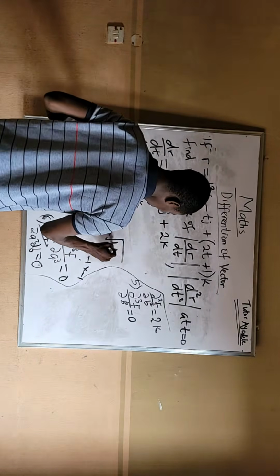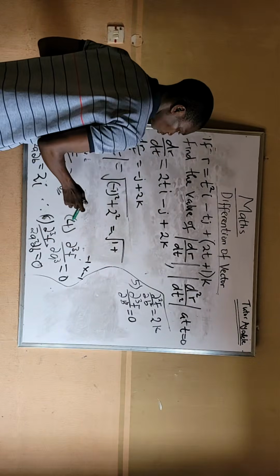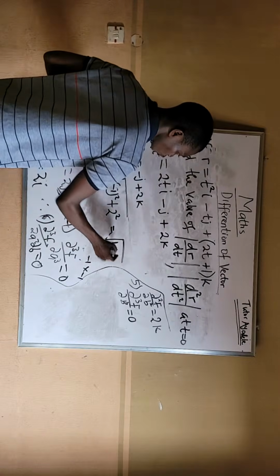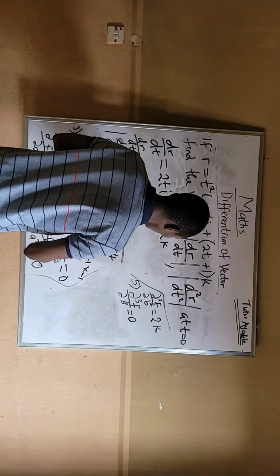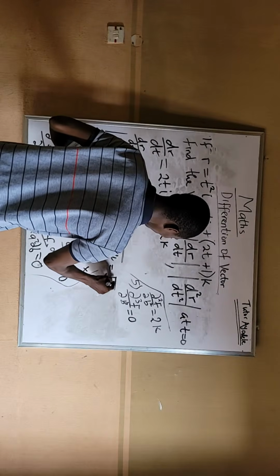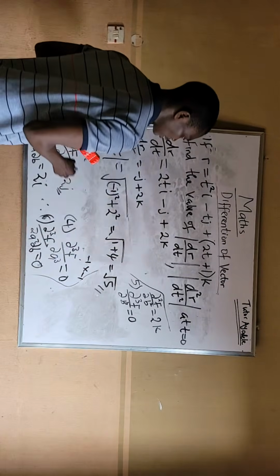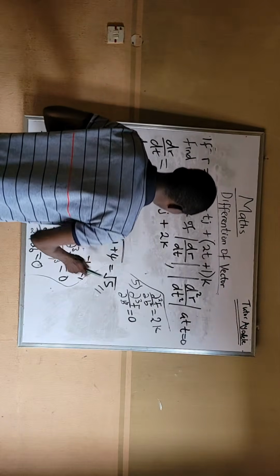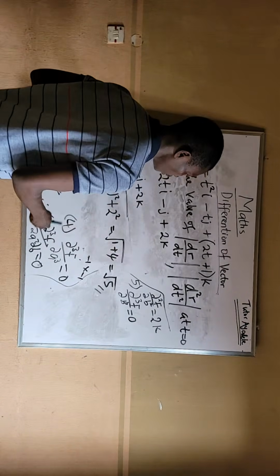So we have 1 plus 2 raised to the power of 2. That will be 4. Sorry, 2 squared will be 4. So here now we have root 5. That is the answer. We can't break it further. So our answer there is root 5.